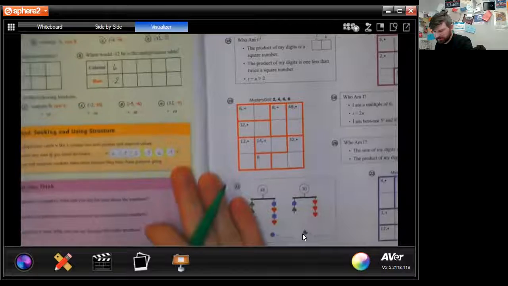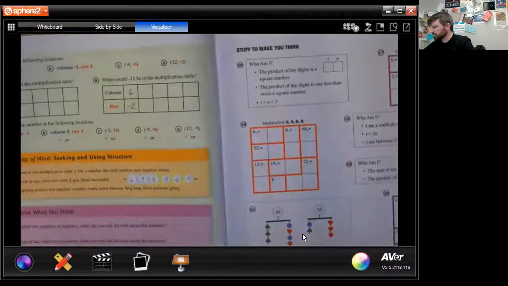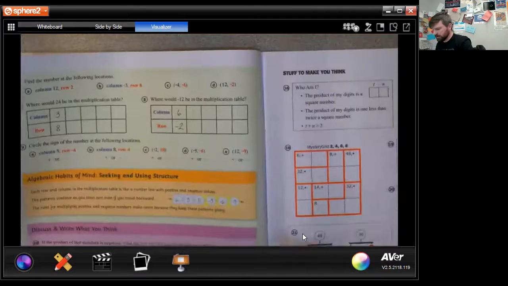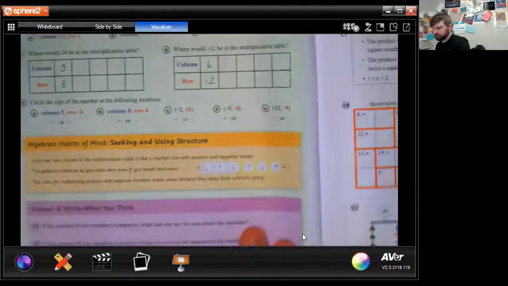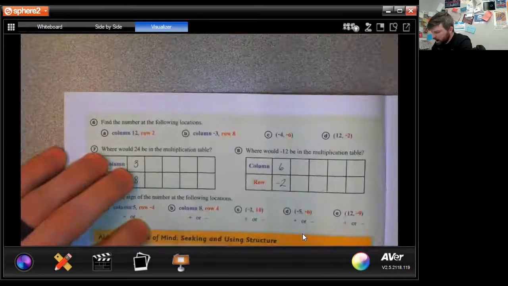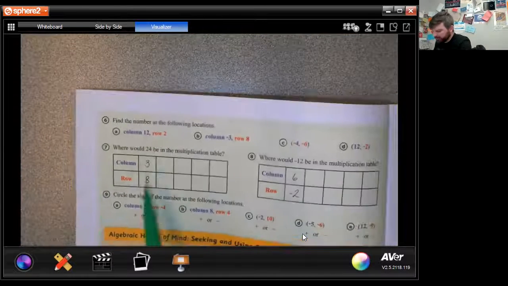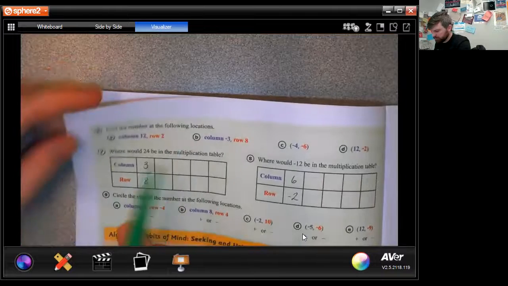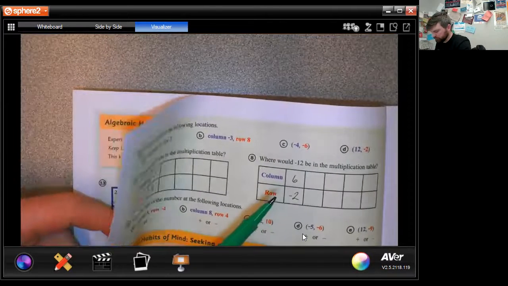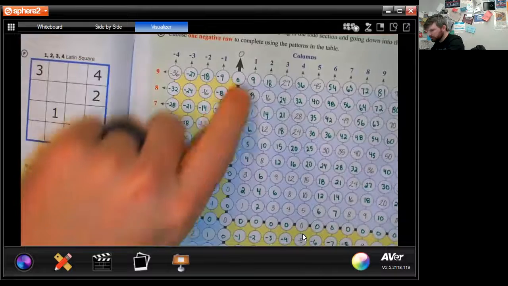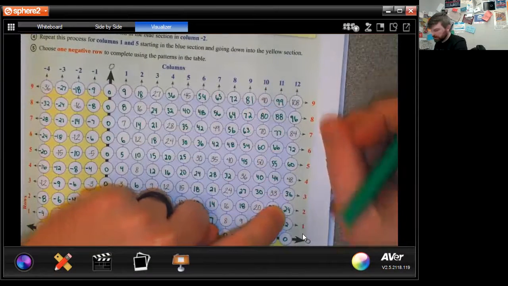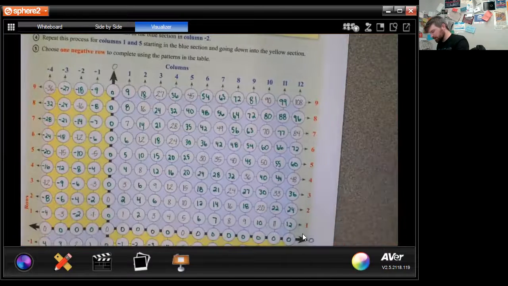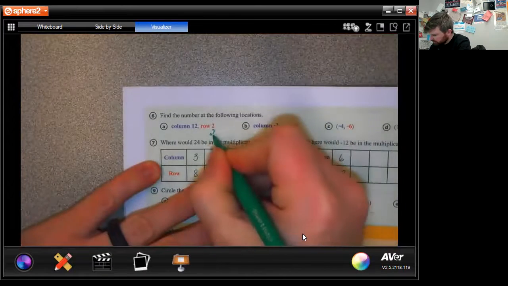So then if we turn the page here, there's some questions about this graph. So zoom in just a little bit here. Question 6. Find the number at the following locations. So column 12, row 2. That's 24. That's the same as saying 2 times 12. So flip back over. That was 24.